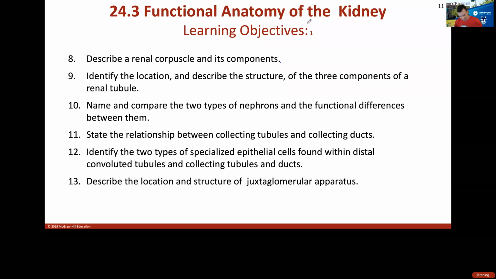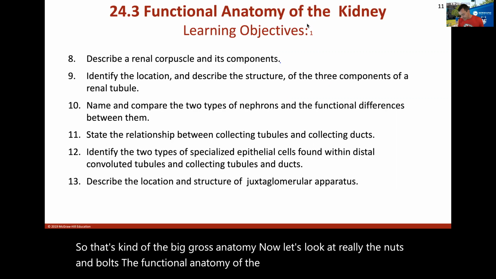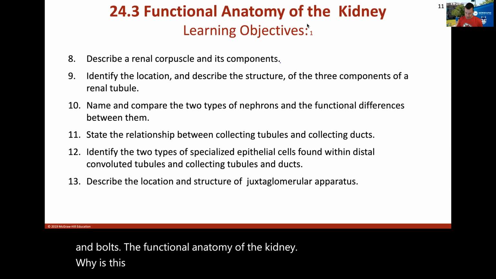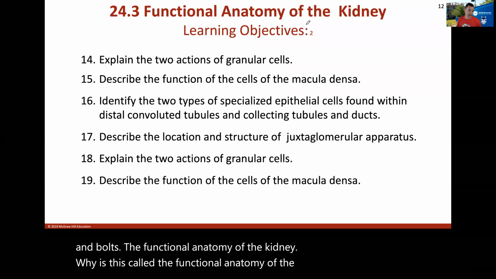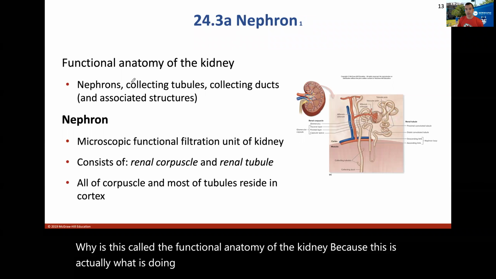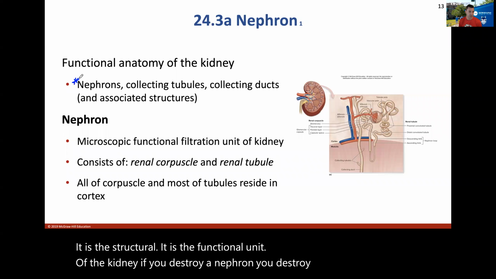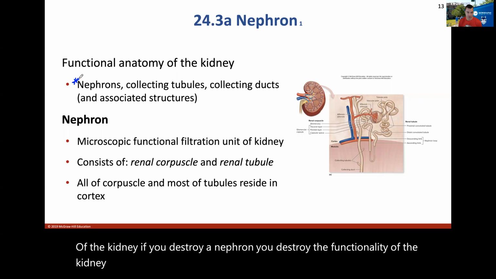So that's kind of the big gross anatomy. Now let's look at really the nuts and bolts, the functional anatomy of the kidney. Why is this called the functional anatomy of the kidney? Because this is actually what is doing the work. Nephrons. It is the functional unit of the kidney. If you destroy a nephron, you destroy the functionality of the kidney. So that's why it's generally referred to as the functional unit.